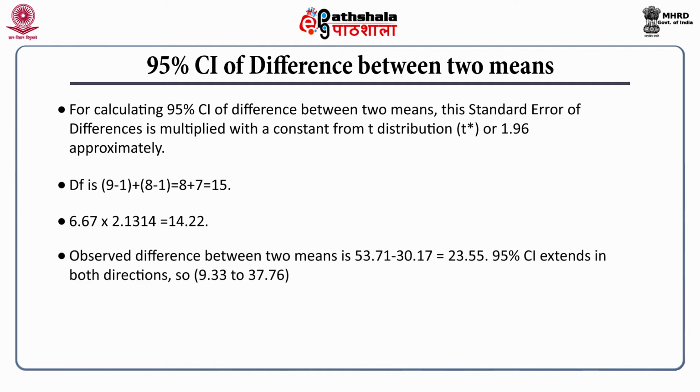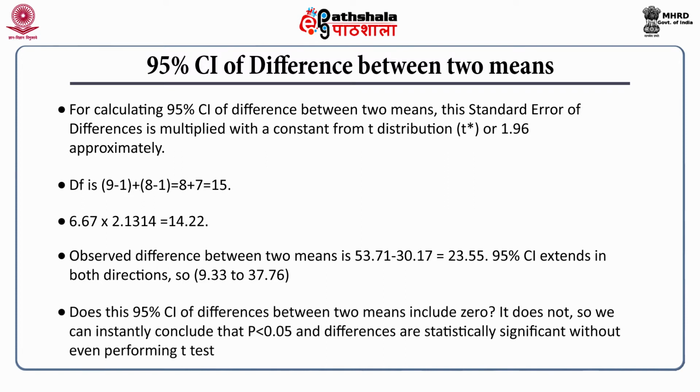The observed difference between the two group means is 53.71, that is the mean of the first group, minus 30.17, that is the mean of the second group. So the difference in the mean of these two groups is 23.55. If you express that with a 95% CI, that extends in both directions. So 23.55 minus 14.22 and 23.55 plus 14.22, which will be 9.33 to 37.76.